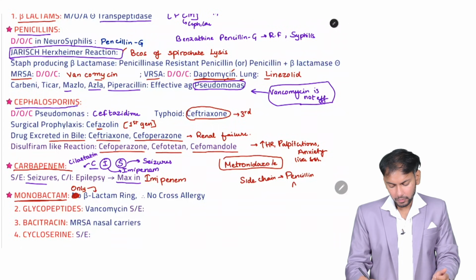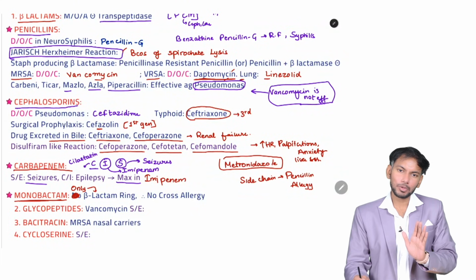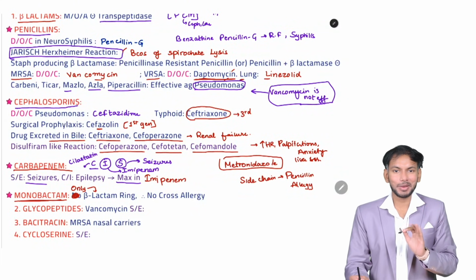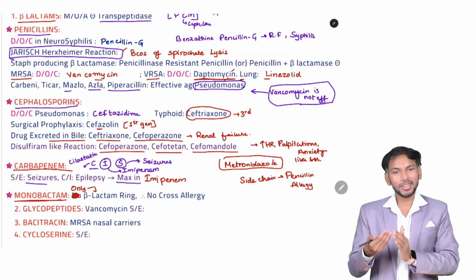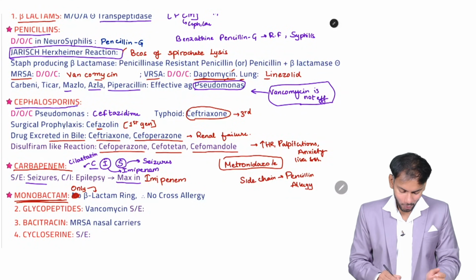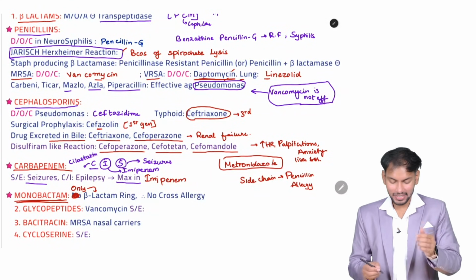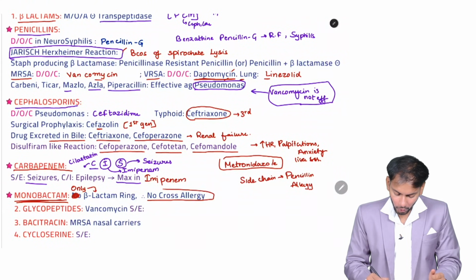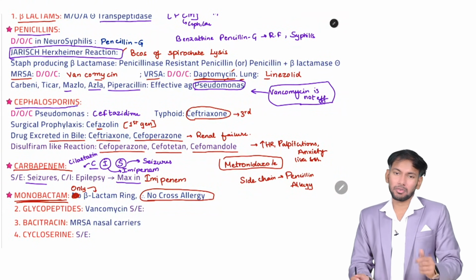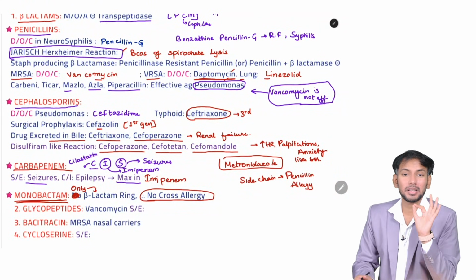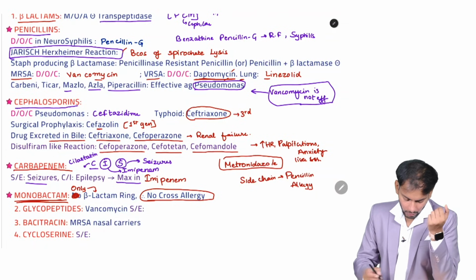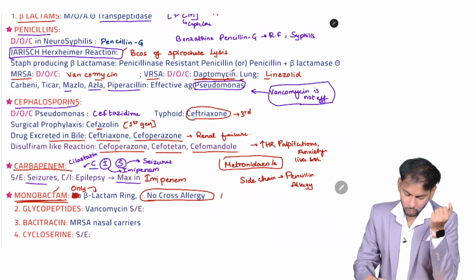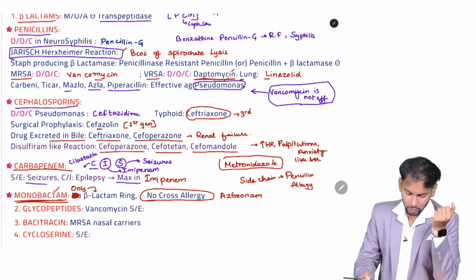So, if a person is allergic to penicillin, he will also be allergic to cephalosporins, he will also be allergic to carbapenems. Why? Because there is side chain in all three of them, but there is no side chain in monobactam, so it will not cause allergy. That is why it is known as no cross allergy with penicillins. So, they will ask you in the question which beta-lactam has no cross allergy, that is monobactam. The drug name is aztreonam. That's all.